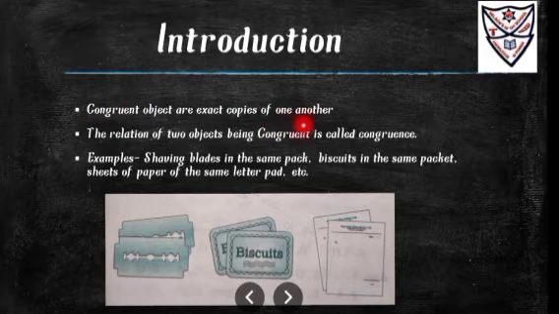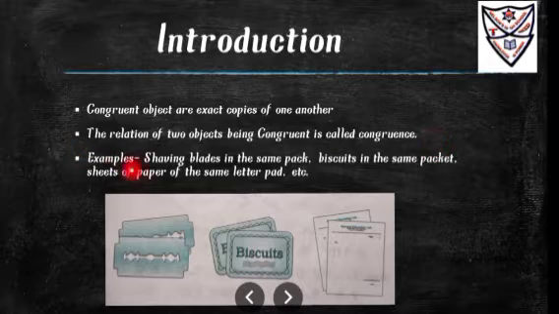Congruent objects are exact copies of one another. See here, for example, a biscuit and a notepad. These are the same. These copies we call congruent objects, that means copies of one another. The relation of two objects being congruent is called congruence. For example, shaving blades in the same pack, biscuits in the same pack, sheets of paper of the same letter pad. See here, two blades are of the same size and biscuits are of the same size and letter pads.